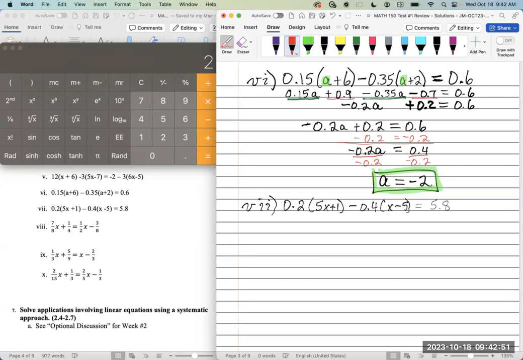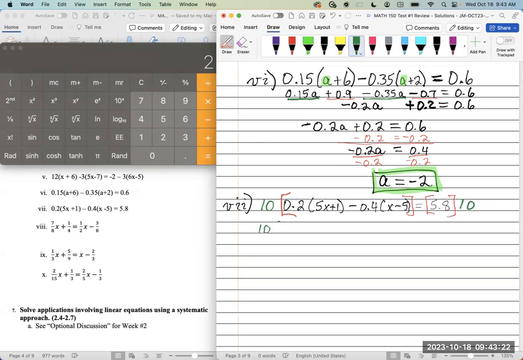You have creative license to do whatever you want to both sides. You can multiply both sides by a factor of 10 such that all of your decimals become integers. In other words, you can choose to multiply both sides. In this case, if I multiply both sides by 10, this will eliminate my decimals.